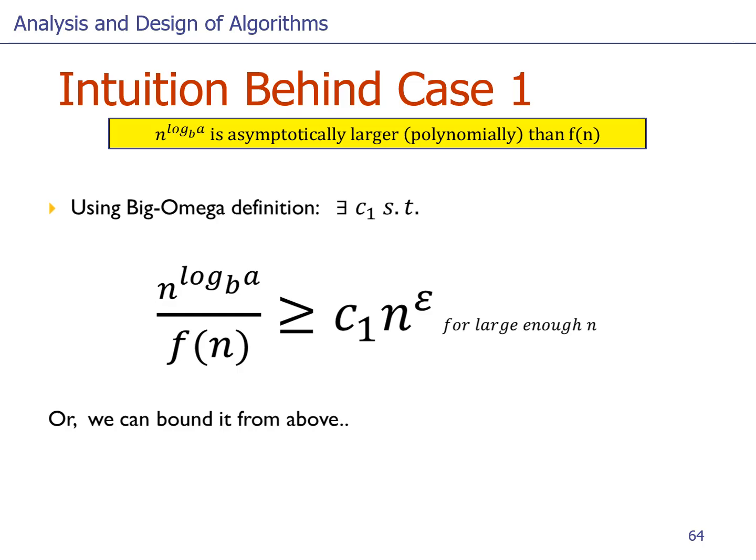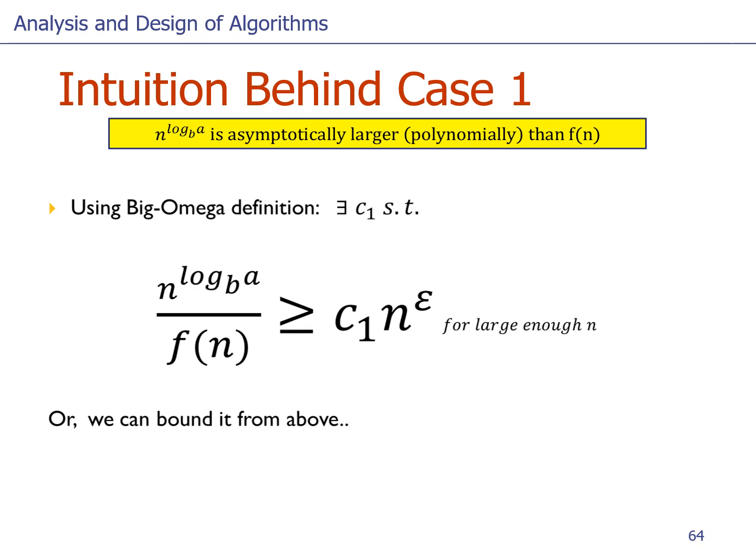This means that n to the power of log a base b is larger than f of n by a factor of n to the epsilon, for some epsilon greater than 0. This means that if we take f of n, we need to multiply it with some power of n in order to match the growth of n to the power of log a base b. So n to the power of log a base b grows significantly larger, polynomially larger, than f of n.